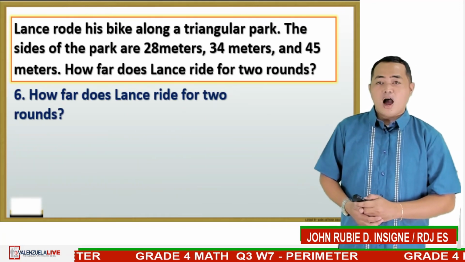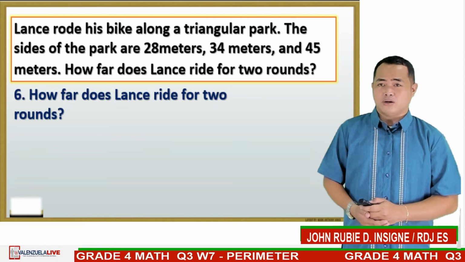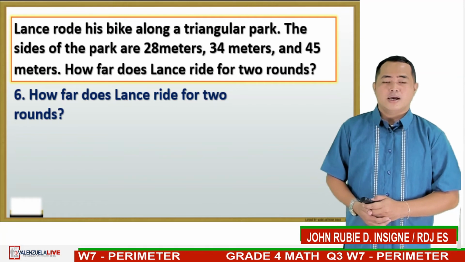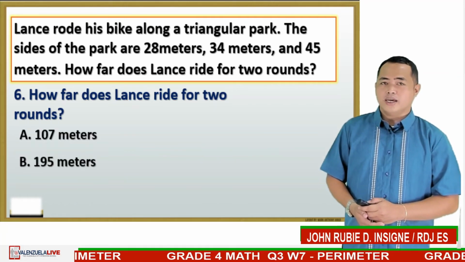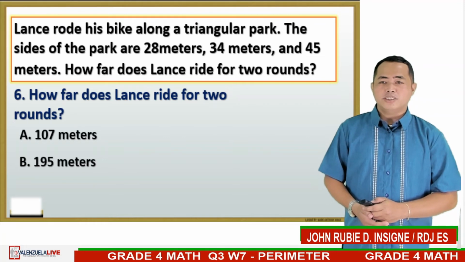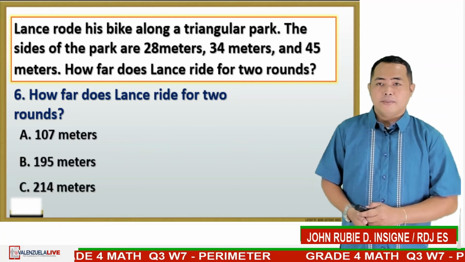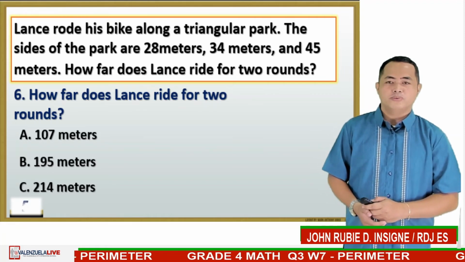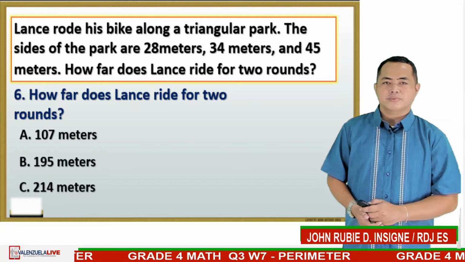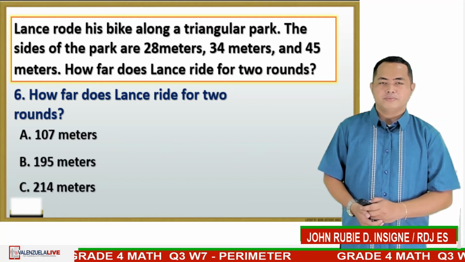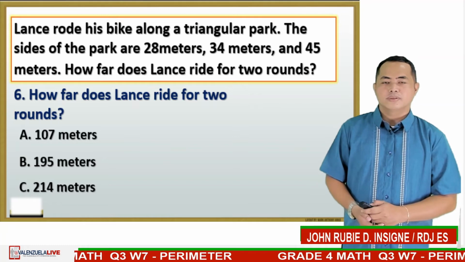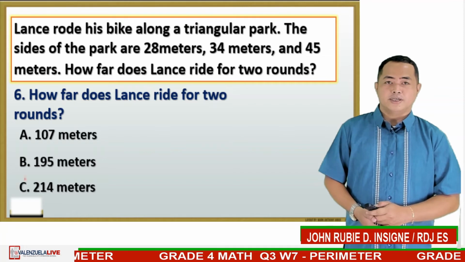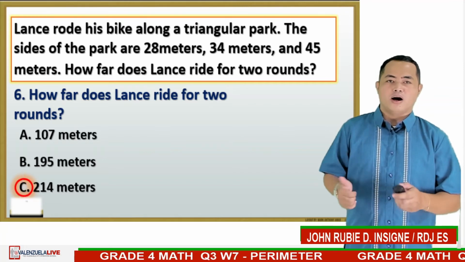Number 6. How far does Lance ride for 2 rounds? Is it letter A, 107 meters? Letter B, 195 meters? Or letter C, 214 meters? Your 5 seconds timer starts now. The correct answer is letter C. You are great.